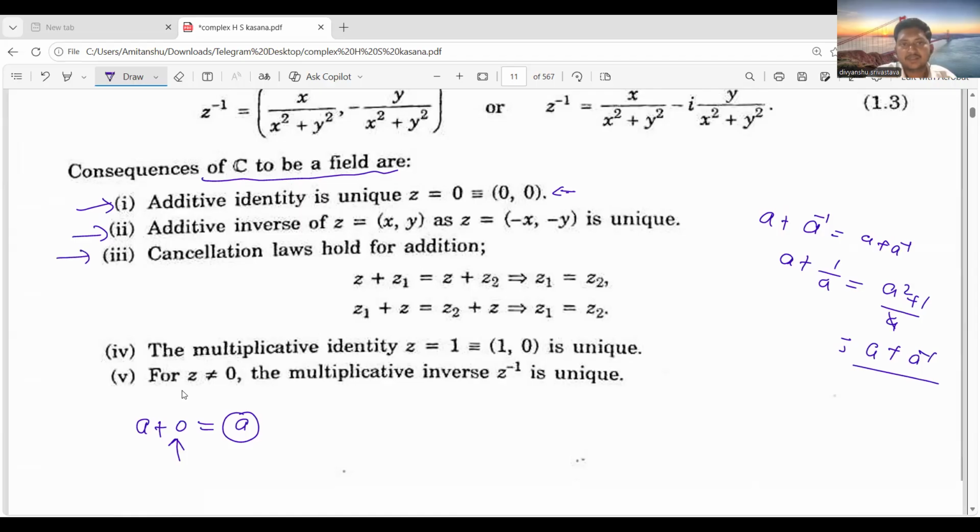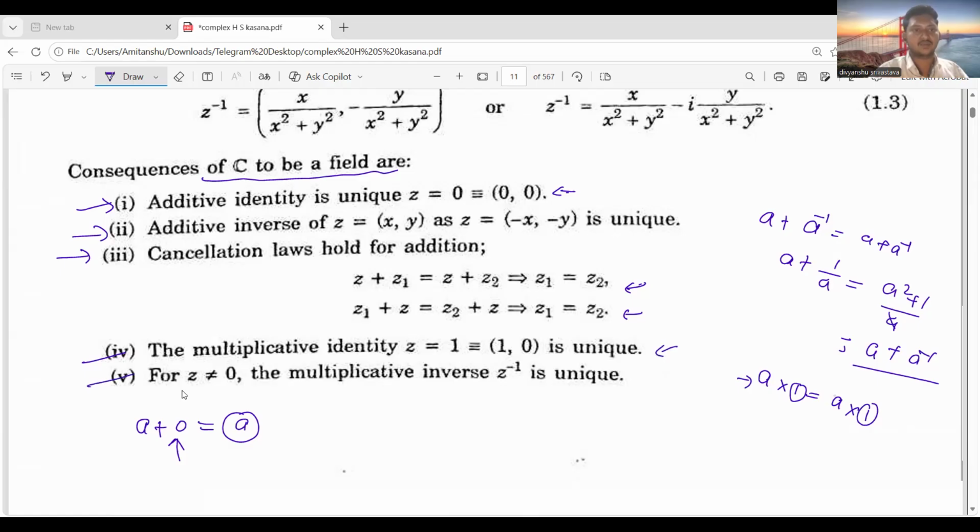Now the left cancellation law and right cancellation law. So these two cancellation laws hold for addition. Now the multiplicative identity: when you have some element in the group section and multiply with 1, you get only a. This is your multiplication identity. So in the complex section, z is equal to 1, and here (1, 0) is unique.